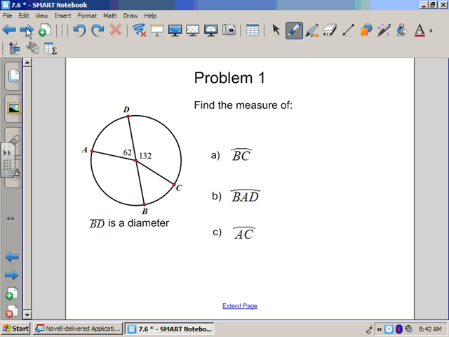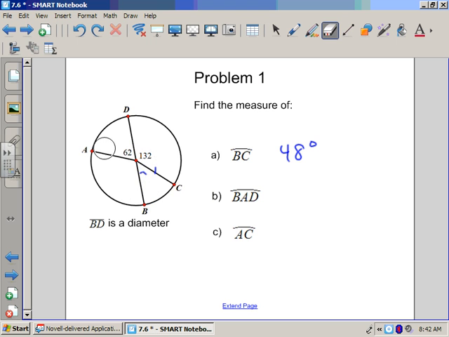All right, try some problems on your own. Go ahead and pause the video and try to find the measure of these three angles. BD is a diameter. I am trying to find the measure of arc BC. Notice it said measure, not length. So all I need to do is find the measure of this central angle. Well, if BD is a diameter, this whole angle here is 180 degrees. 180 minus 32 is 48. So the measure of arc BC is 48 degrees.